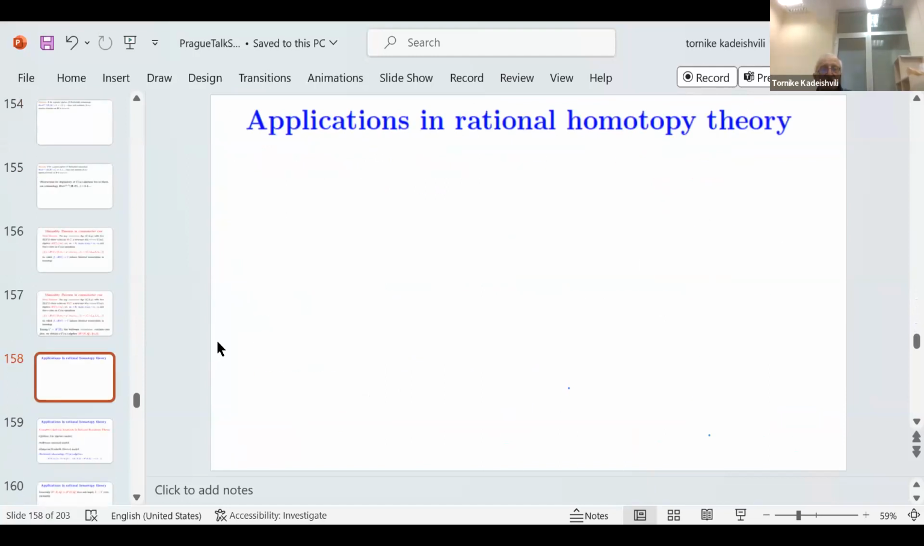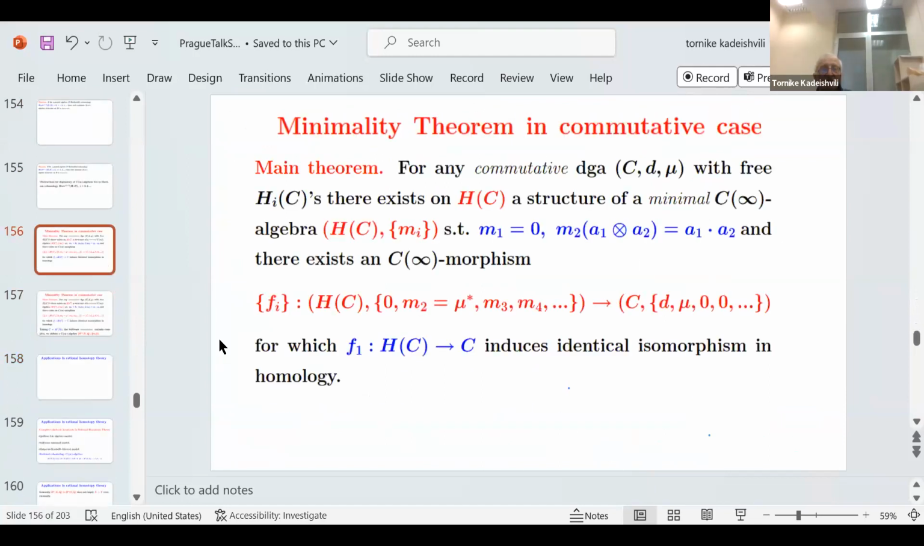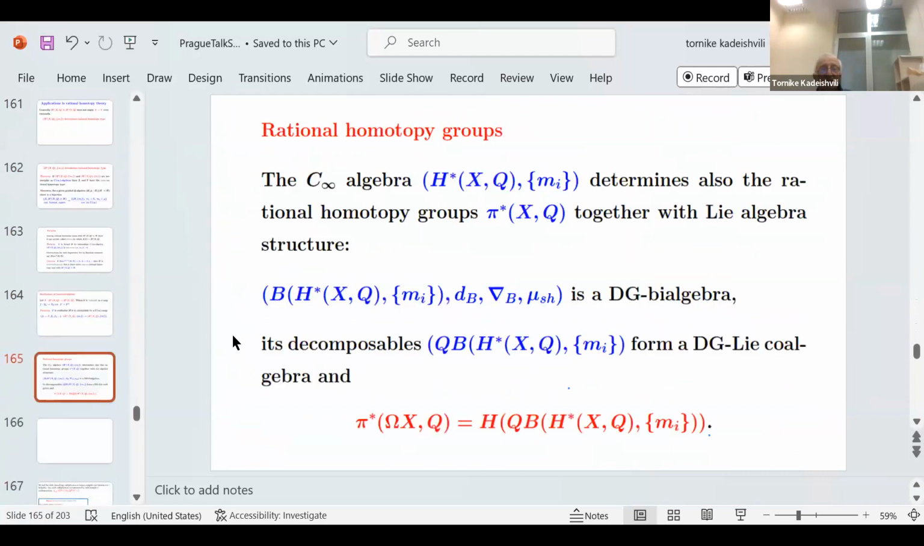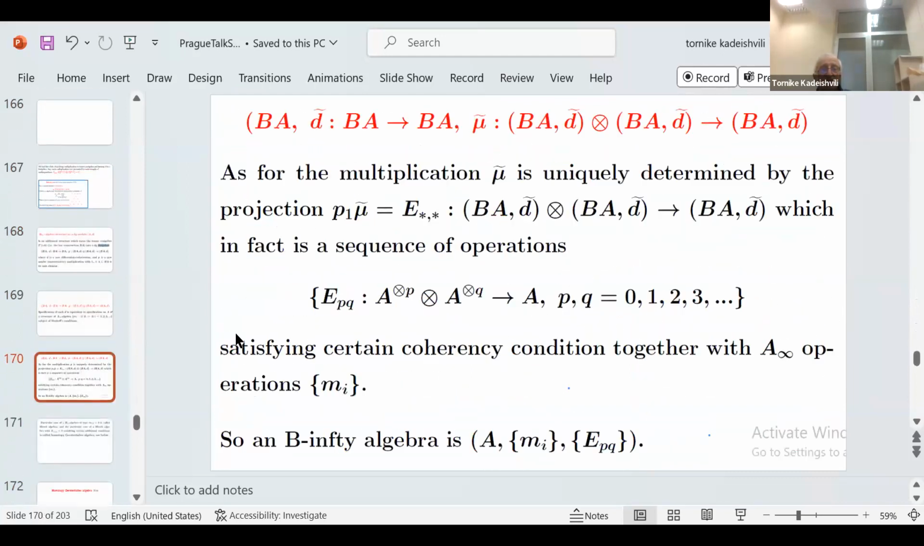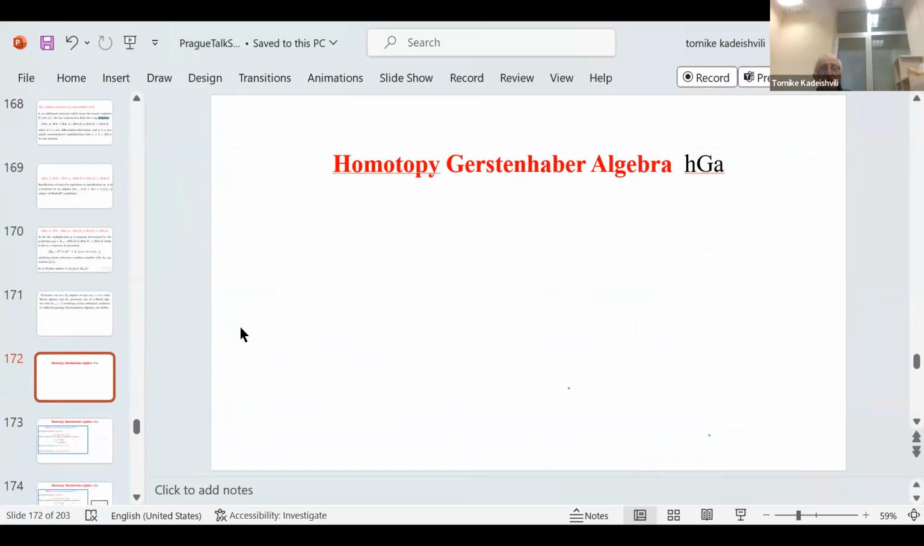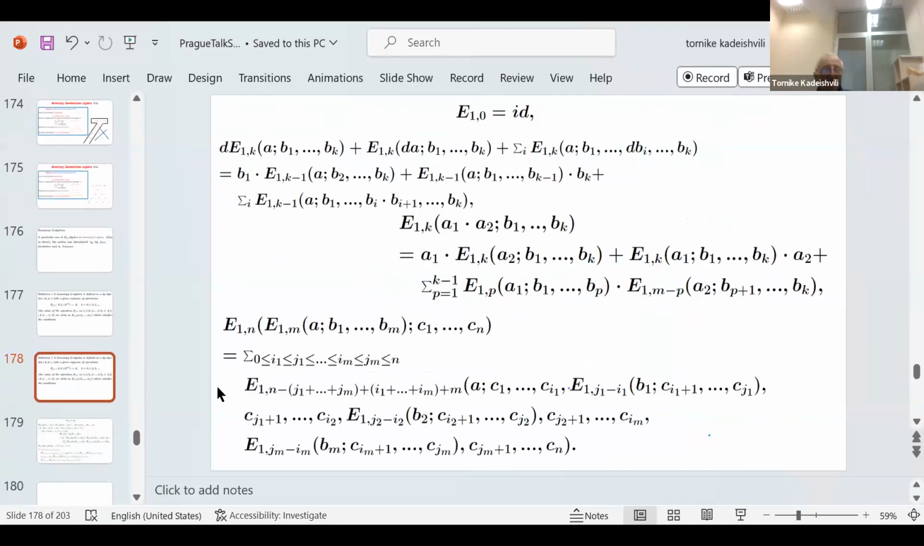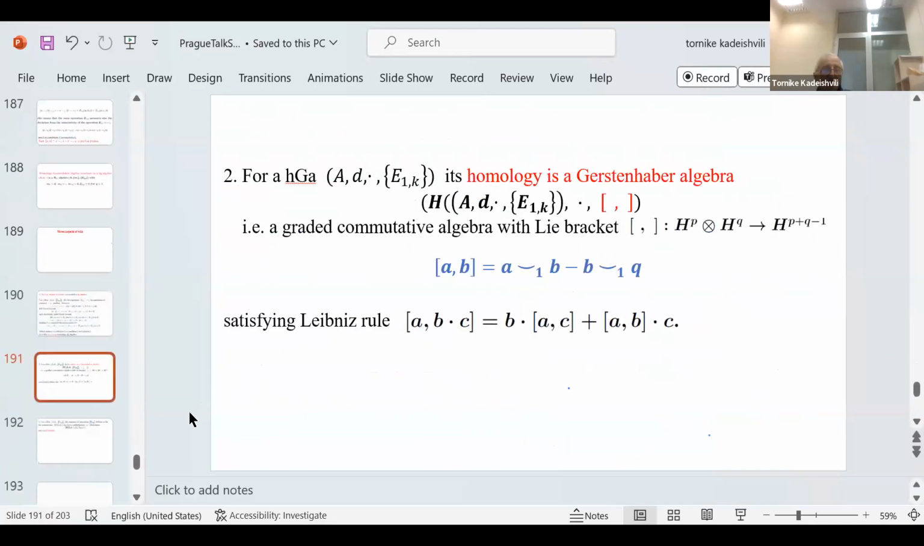And then it comes something called C infinity, which has an application in rational homotopy. Then I step to bar constructions and rationals, but I have no time for it.